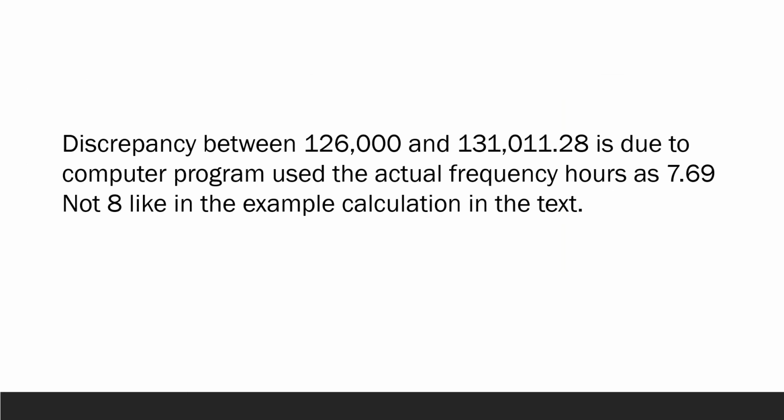Okay, so the discrepancy between 126,000 and 131,000, the machine generated and the human handwritten calculation, is due to the computer used, right? The actual frequency in hours is 7.69, not 8. In our human calculation, we just go with the 8. The computer program in your machine calculates with 7.69. That's why you have a discrepancy in the PM expense. I just want to point that out.